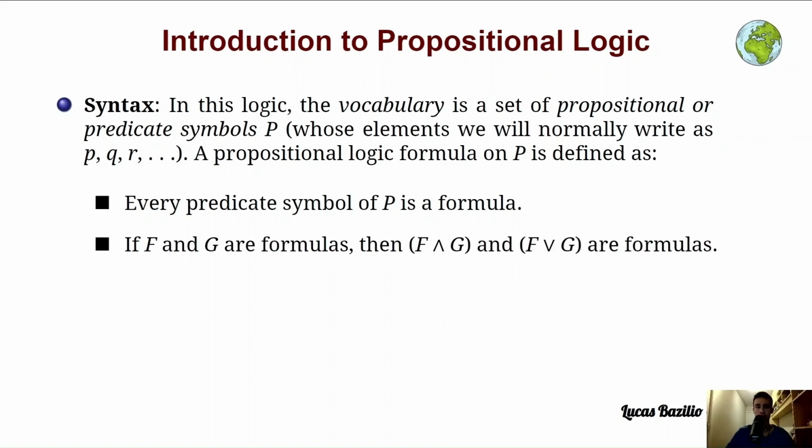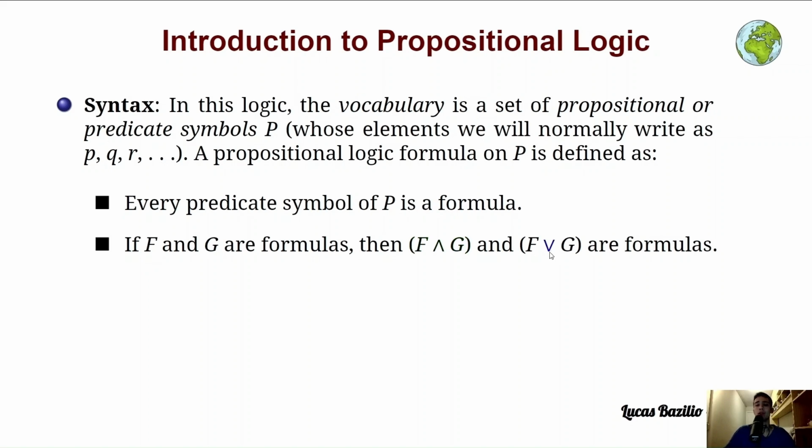The next consideration is if F and G are formulas, then the conjunction of them and the disjunction of them are also formulas. The symbol that we see in blue is called the logical AND. This operation is known as conjunction, and so when we do the conjunction of two formulas F and G, the resulting formula is true only if both F and G are true.